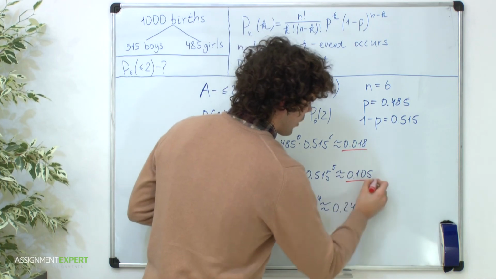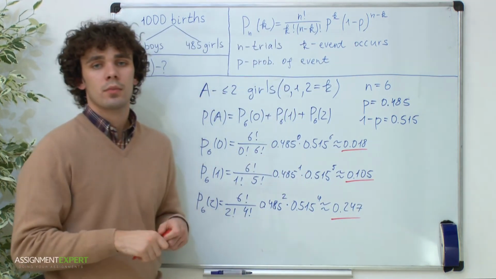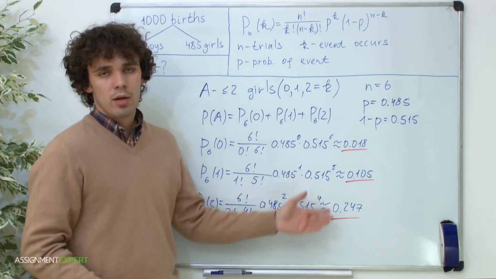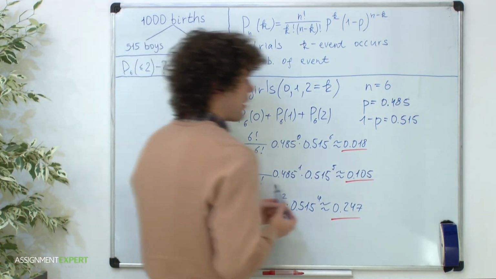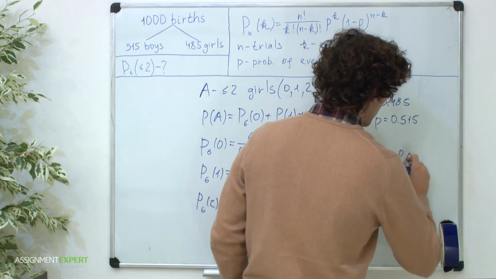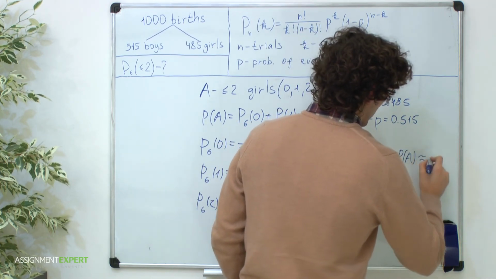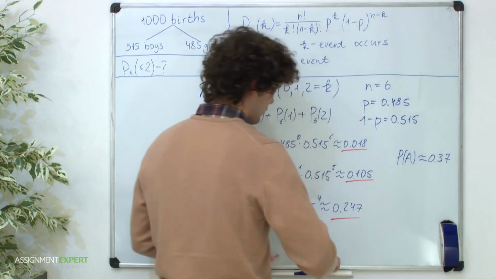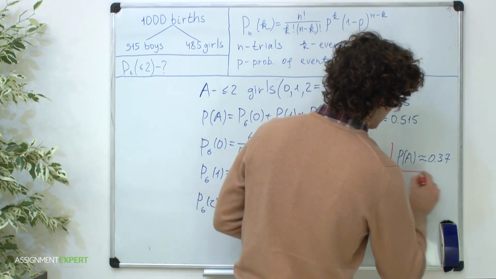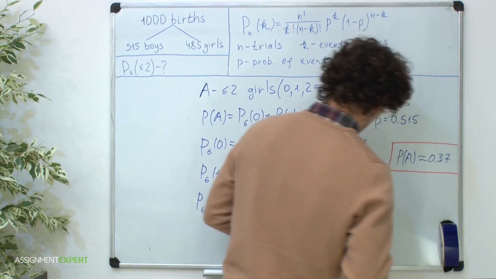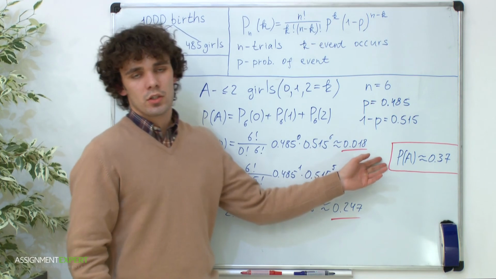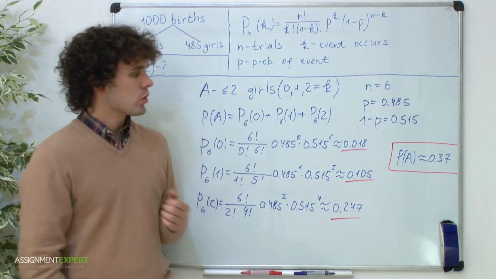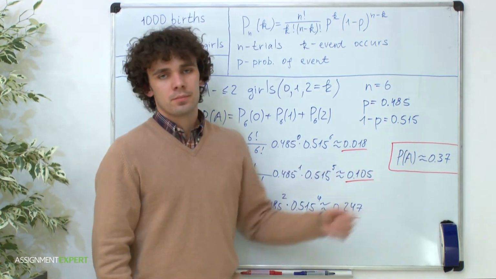So here we found 3 probabilities. Now, to find the probability of the event of interest, we just need to sum them up. And the probability of A is approximately 0.37. So this is the answer. The probability that in a family with 6 children there are no more than 2 girls is 0.37.